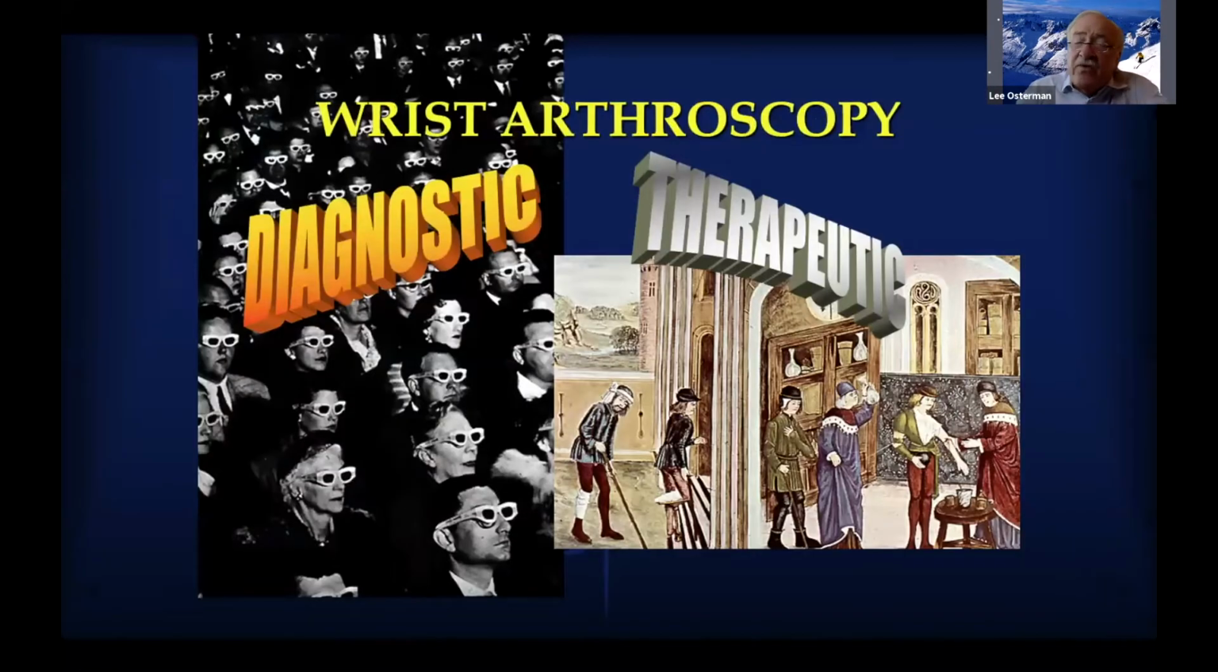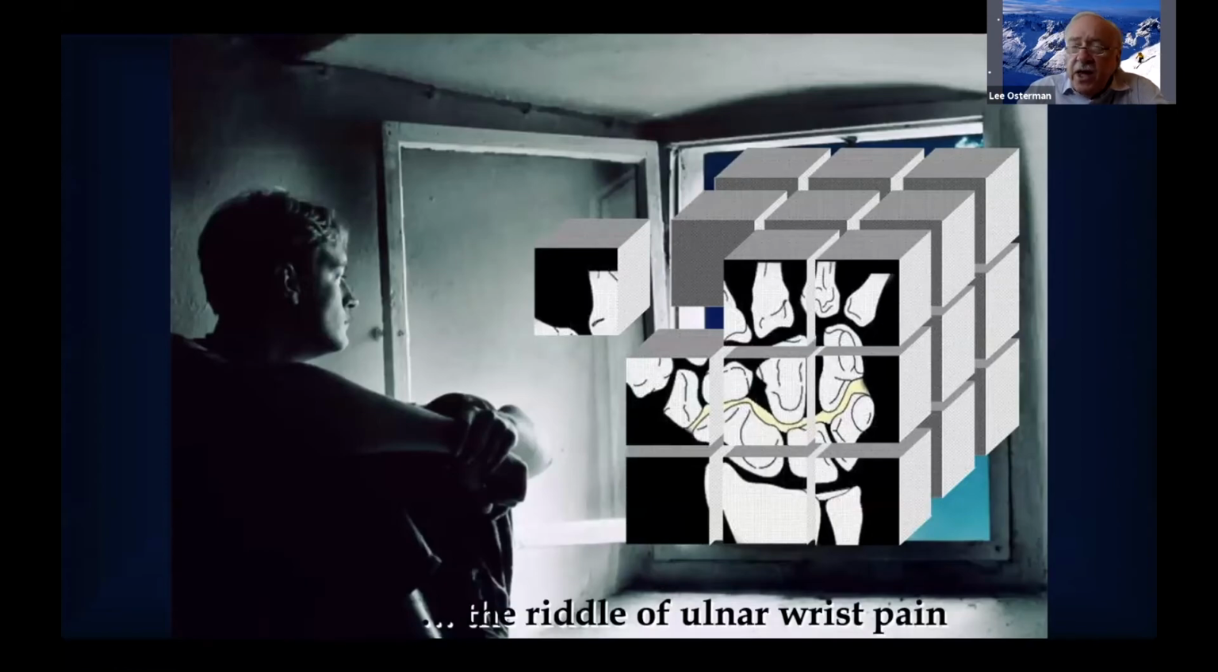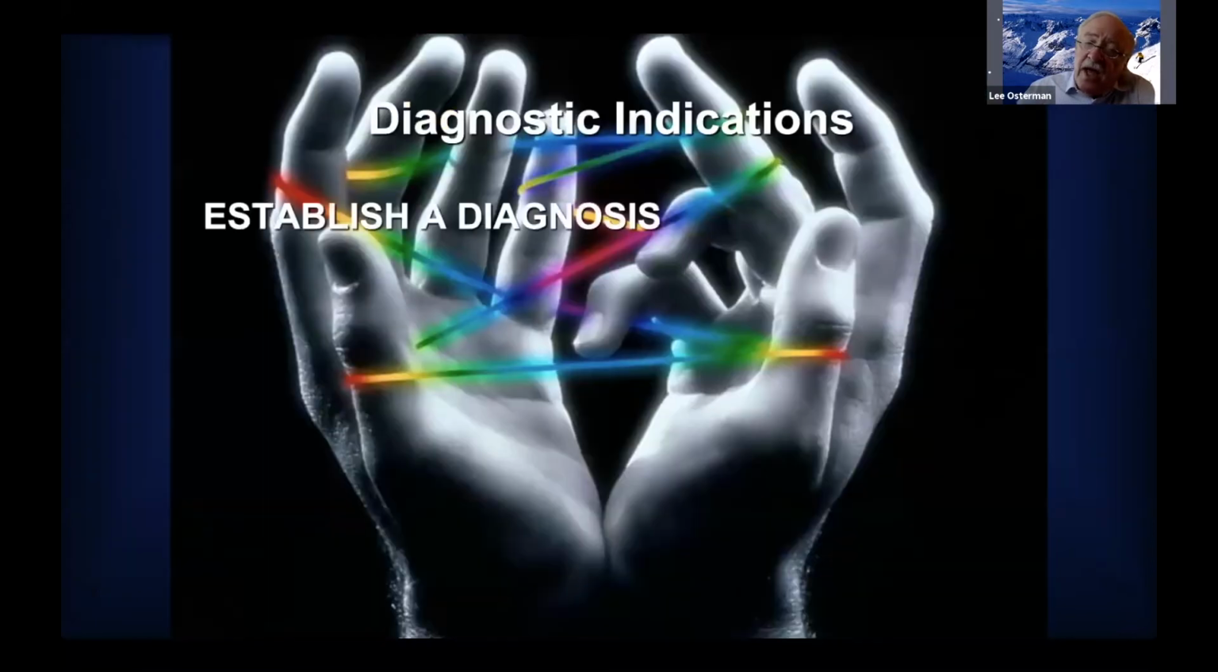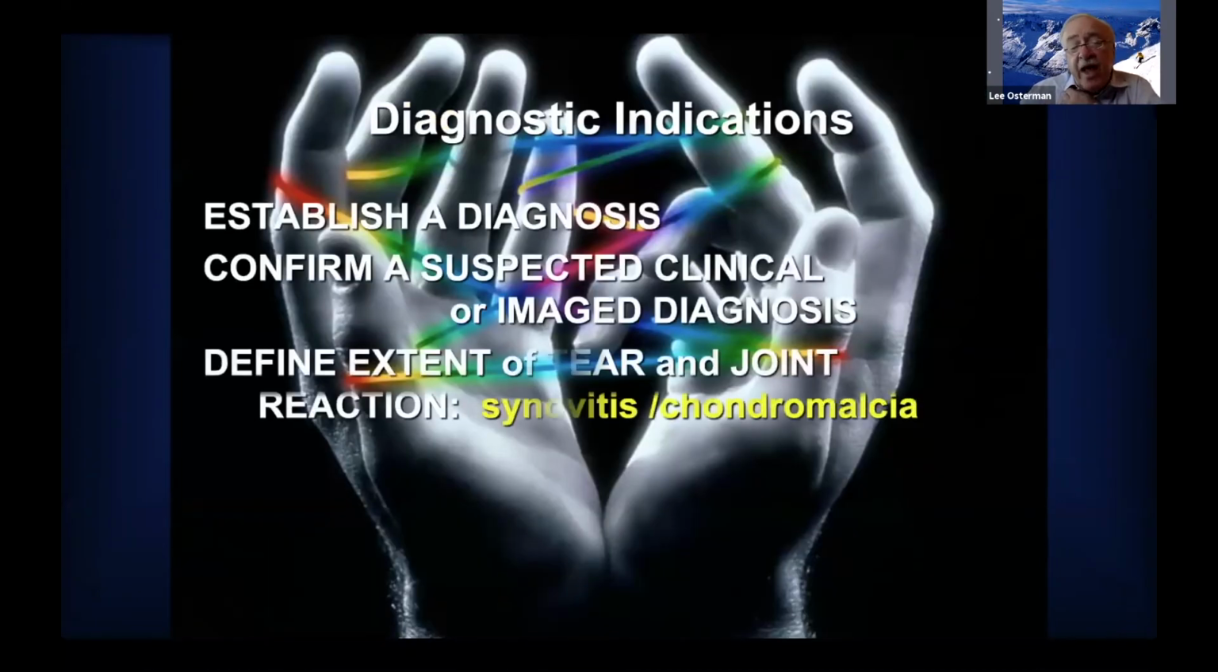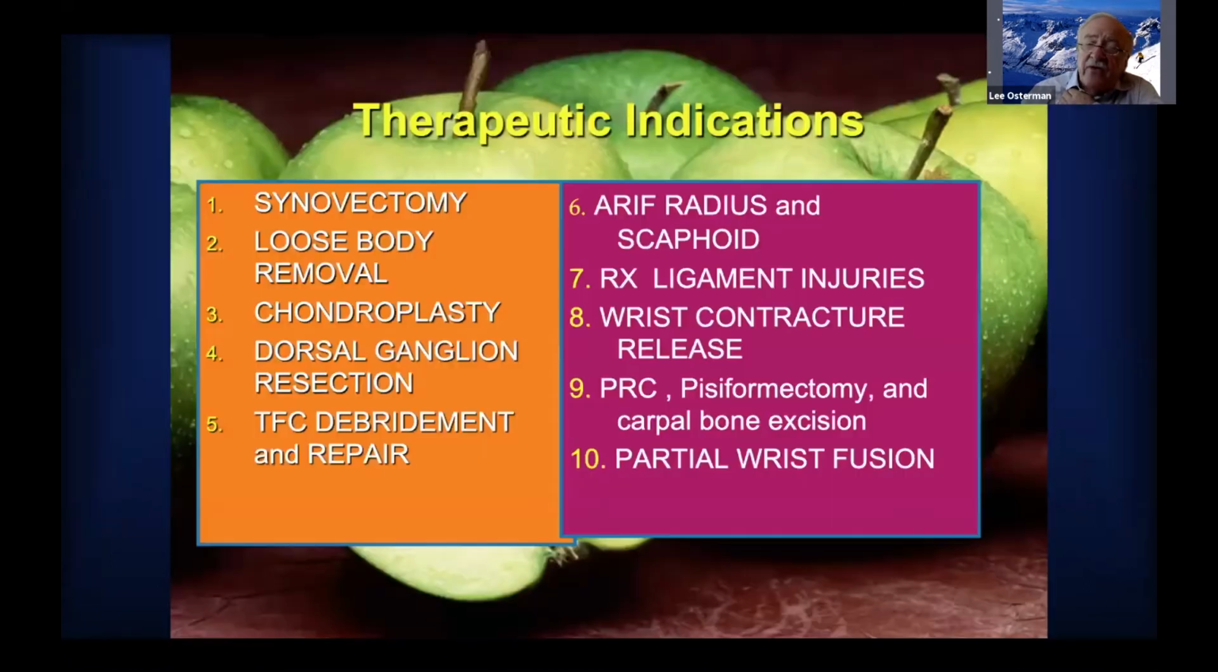Wrist arthroscopy has both a diagnostic and therapeutic use. It helps us with some of the riddles we have on the ulnar side of the wrist. Diagnostic indications may be to help us establish a diagnosis, confirm a suspected clinical diagnosis, and define the extent of the damage in the wrist and stage surgical treatment.